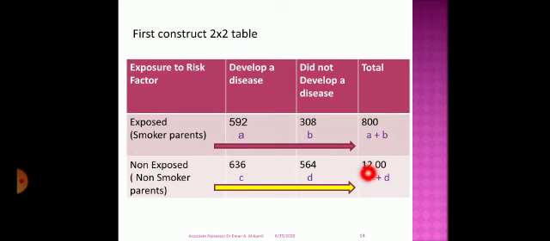of 1,200 children of non-smoker parents, 636 developed respiratory tract infection. So we are going to measure the incidence, which is 636 divided by 1,200 multiplied by 1,000, and then we are going to compare it with the incidence rate of respiratory tract infection among the first group.